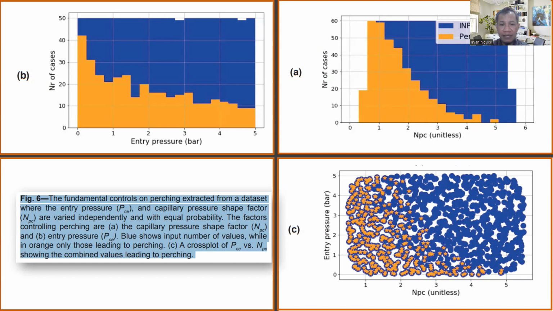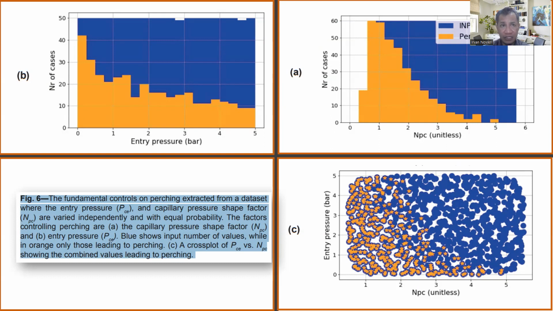As the rock permeability decreased, the occurrence of perching decreased, and it was observed that perching cases are more common with low NPC, low capillary pressure shape factors, and low entry pressure, which correspond to high permeability. So the following figures illustrate a number of key factors that control the phenomenon called perching in the data set.